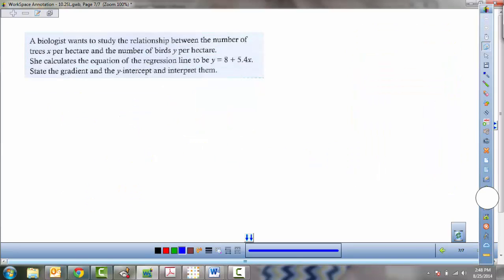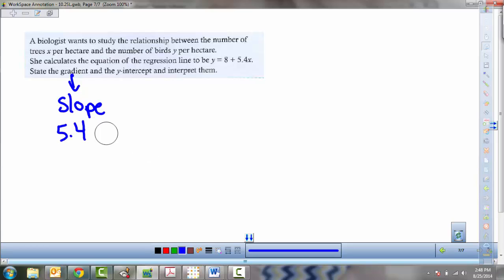And lastly, we have a biologist studying the relationship between the number of trees, x, per hectare, pronounced that wrong, and the number of birds, y, per hectare. She calculates the equation of the regression line to be 8 plus 5.4x. State the gradient, aka slope, and the y-intercept and interpret them. Okay, so slope is 5.4. Change of y over change in x. You can always think of the slope as being over 1.